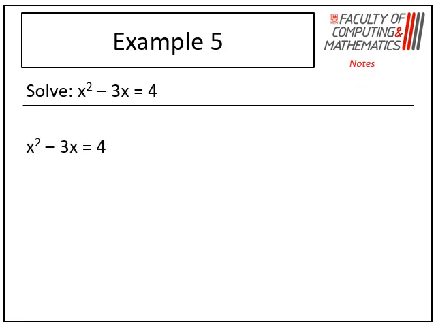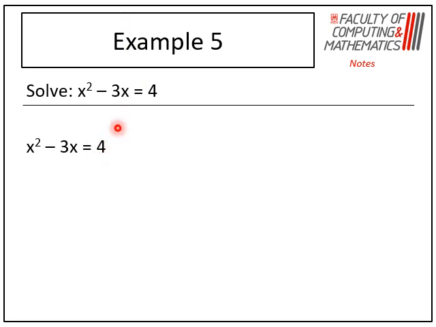Okay, let's take a look at this one. So we want to solve x squared take 3x is equal to 4. I've dropped back down to make the coefficient of x squared an invisible 1, which is fine. Makes it a little bit more straightforward. However, step 1 said that you had to make sure that the quadratic equation was equal to 0.